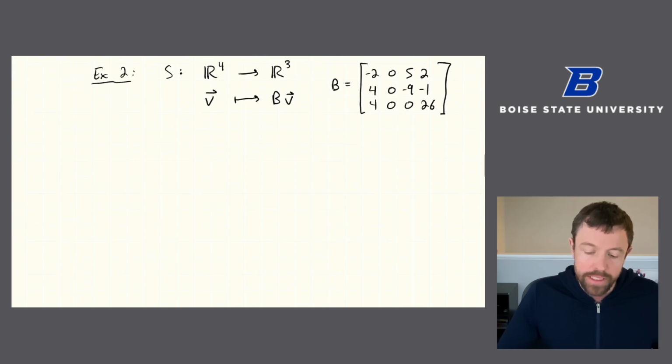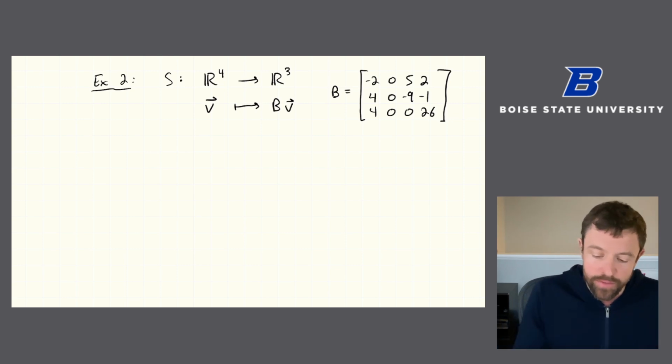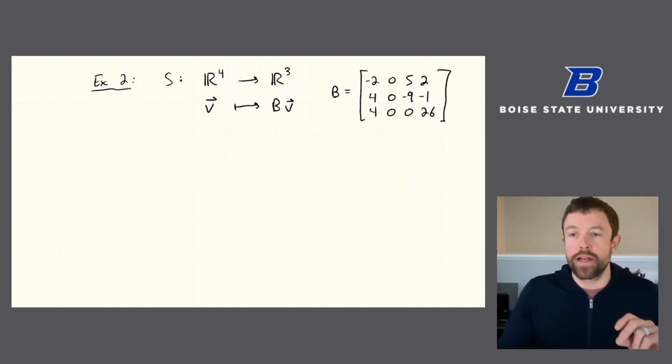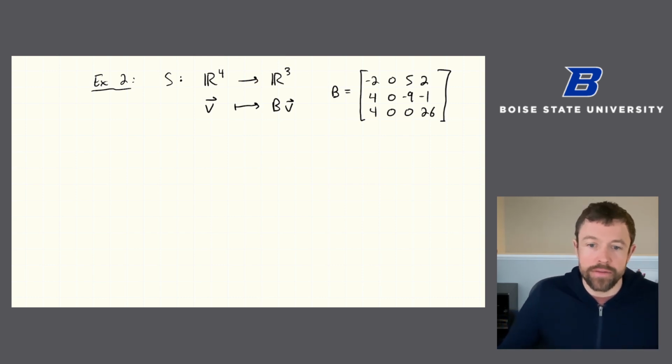And again, with this second example, we're going to be given a linear transformation defined in terms of its matrix multiplication. So this is a linear transformation from R4 to R3. But since we have different dimension input and output spaces, we're going to be able to rule out one of the possible properties. So let's see what that is.